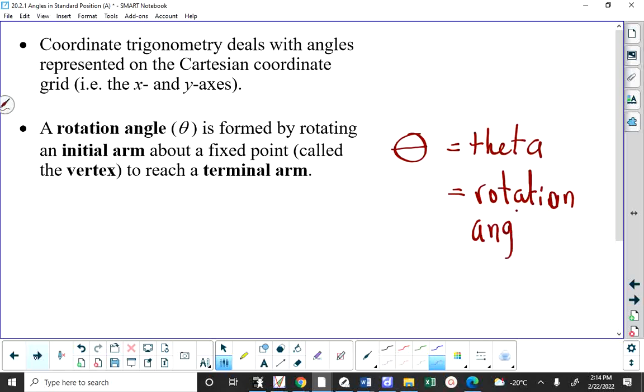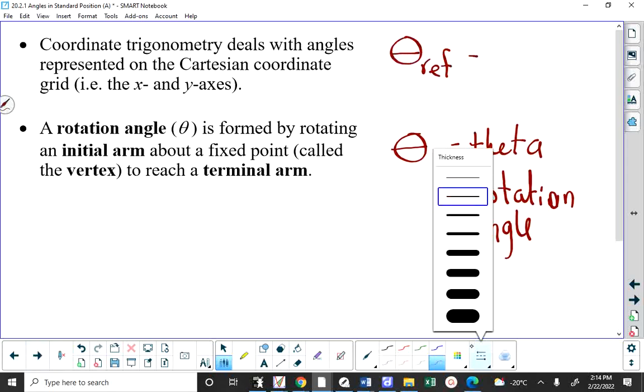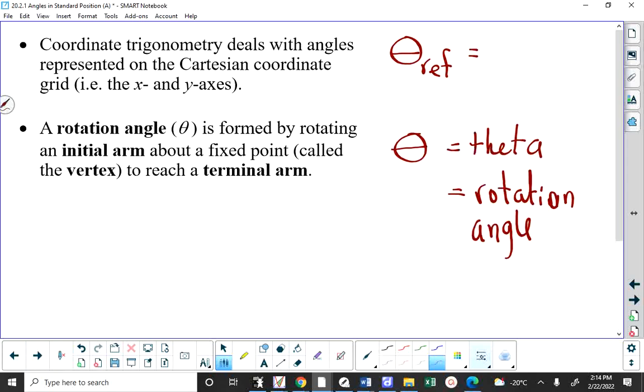angle. Remember that I told you a reference angle is different than a rotation angle, right? It's different. If I want reference angle, then I will put the following. And you may think that this is being very picky about the difference between these two angles, but it's crucial. Theta is the rotation angle. The reference angle is designated with the notation theta sub reference.